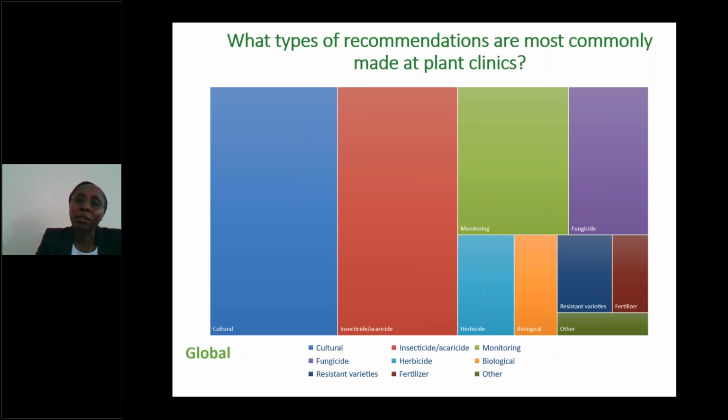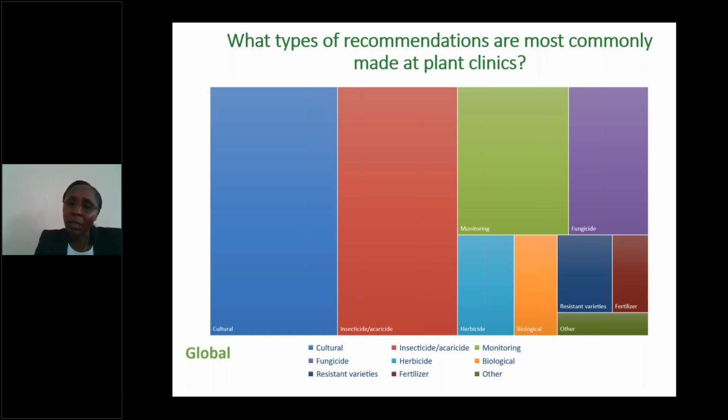So when we look at the kinds of recommendations that are commonly made, surprisingly, we see that there are lots of recommendations that are cultural practices, which is good because the Plantwise program encourages this. In our training modules and the capacity building that we do for the plant doctors, we also have another capacity building activity, which involves training the experts within countries in how to make their own extension material.